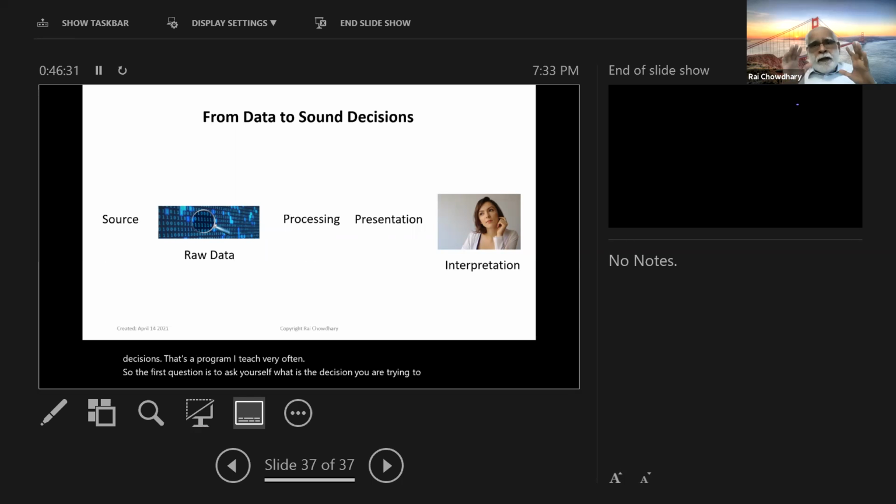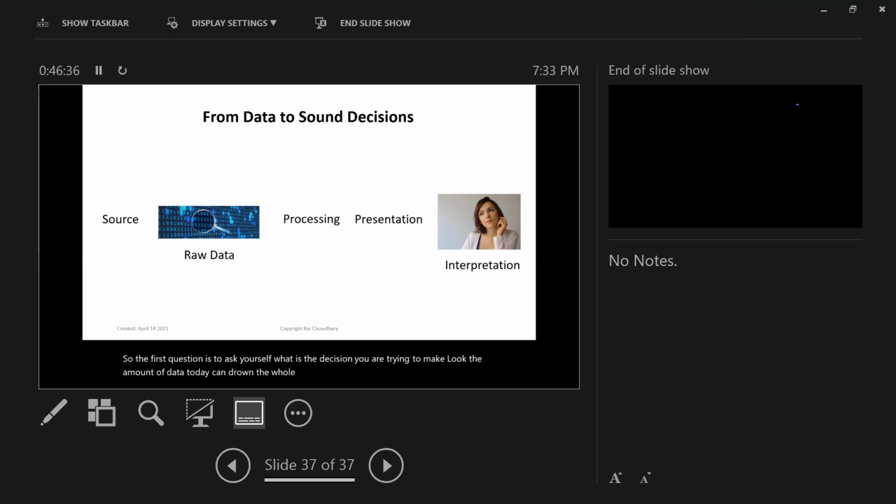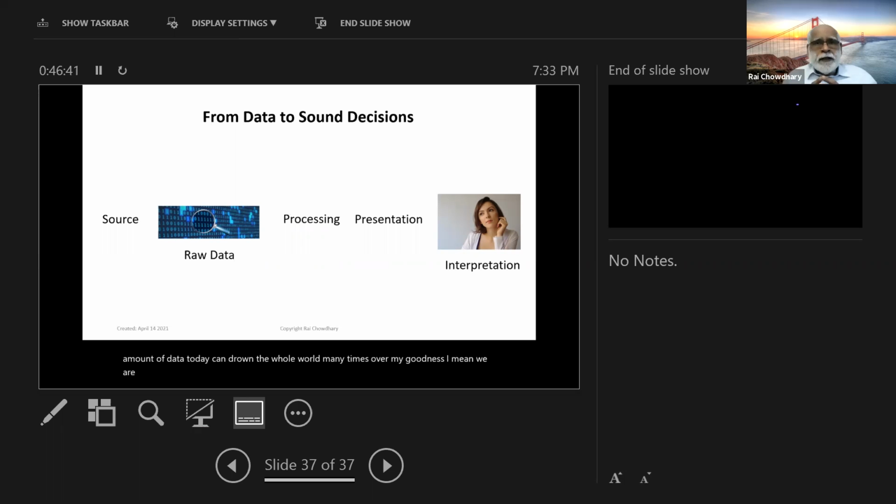Look, the amount of data today can drown the whole world many times over. My goodness, we are just creating data after data. I'm not saying anything wrong with that. But the trouble is the deluge is so massive that it is very easy to get confused and lost. So the first question I ask is, what is the decision that I'm trying to make?